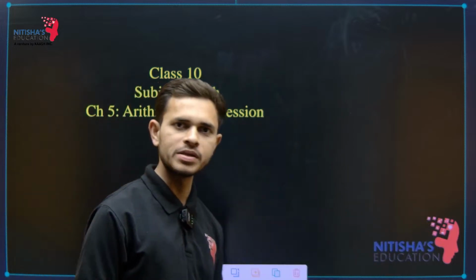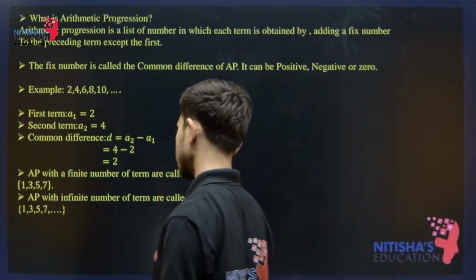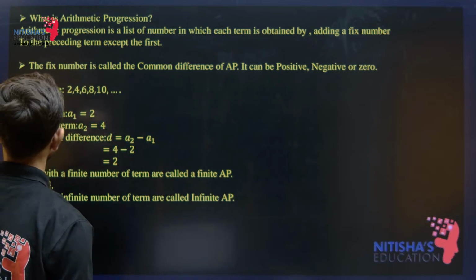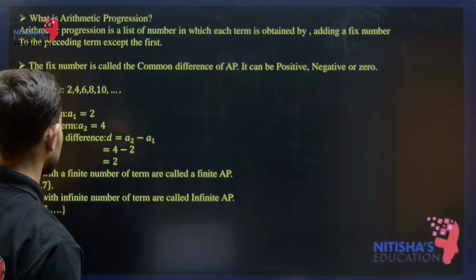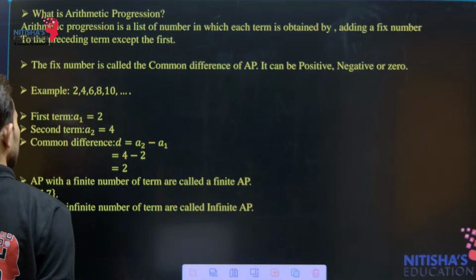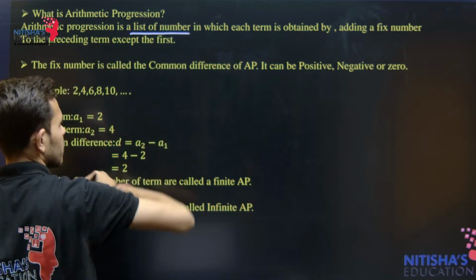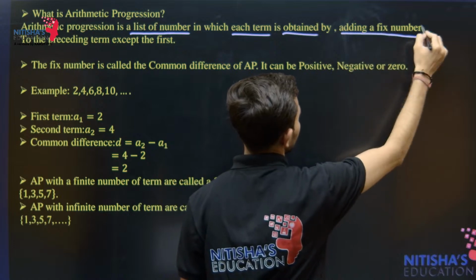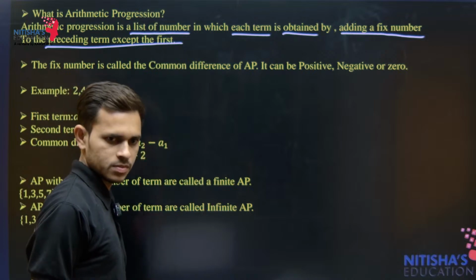So let's start with some basic concepts which we are going to use in this chapter to solve some brilliant questions. The first question is: what is arithmetic progression? How can you define arithmetic progression? Arithmetic progression is a list of numbers in which each term is obtained by adding a fixed number to the preceding term, except the first.